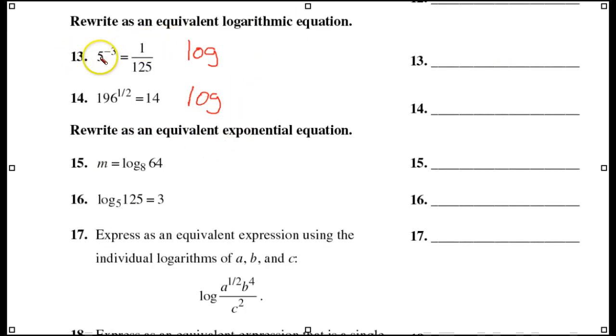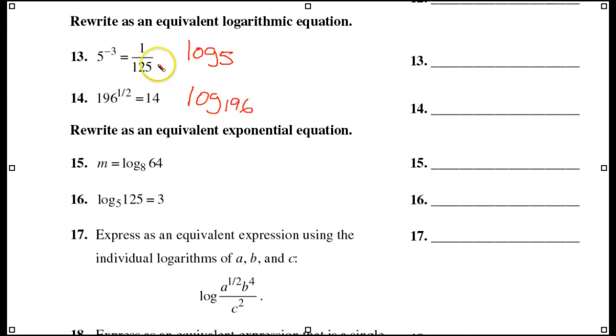Now for number 13, we're rewriting this as an equivalent logarithmic equation. So we're going to need the word log. What's our base here? 5. What's our base here?